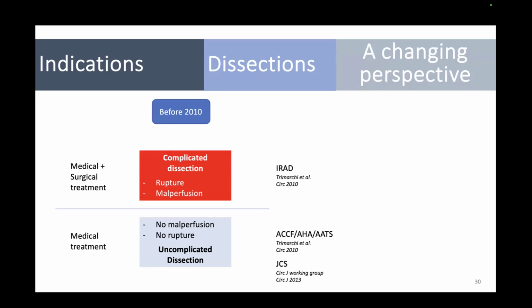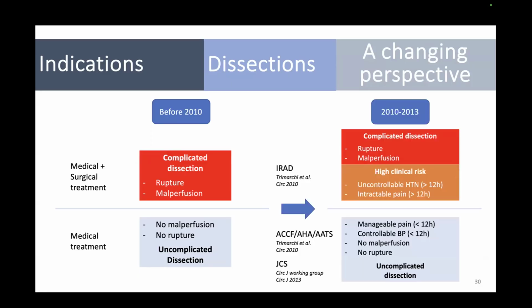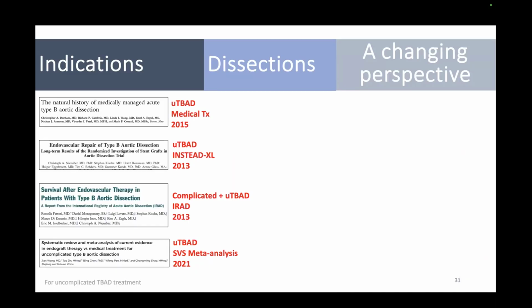Then registries and other reports came out, and the recommendations changed a bit, but not too much. They just added a high clinical risk, where you could find uncontrollable hypertension of more than 12 hours of duration or intractable pain, that were added to criteria that could make you consider treating surgically instead of just medication. This was published around 2010, 2013. After that, there were different reports in observational studies for medical treatment in 2015, in prospective trials in 2013, and in the different registries and meta-analyses a bit later in time.